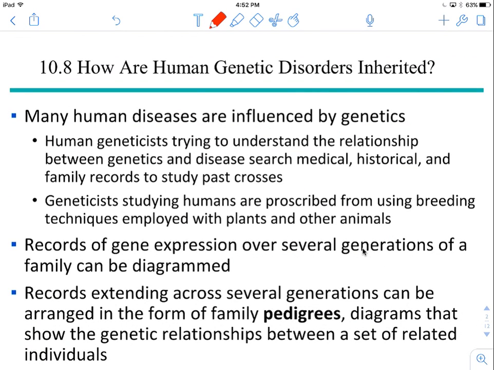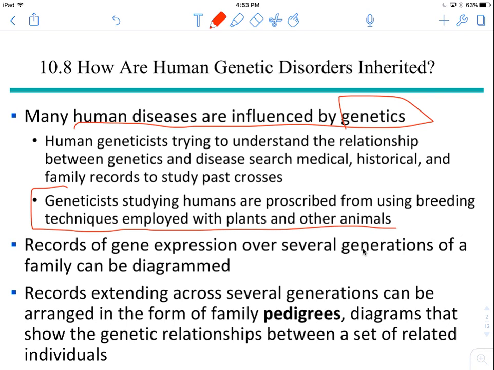All right, so a lot of human diseases and disorders are influenced by genetics. Studying human genetics by doing crosses with humans isn't really done. First of all, it takes too long to do a human cross. And second of all, people don't really say, okay, you mate with him, then mate with her, then mate with her. It doesn't really work. So normal breeding techniques don't work with humans.